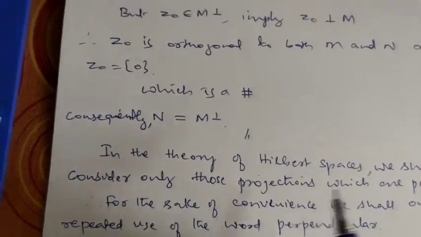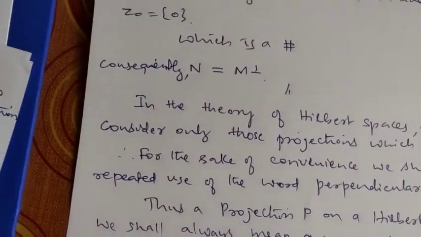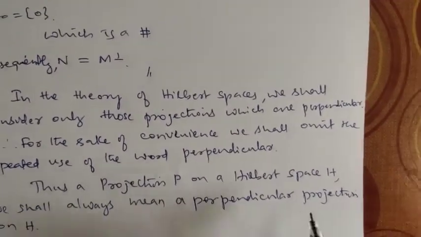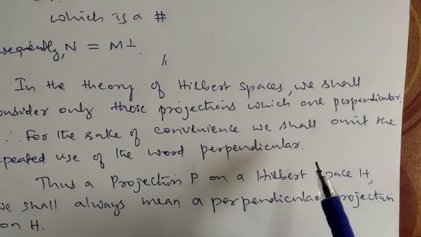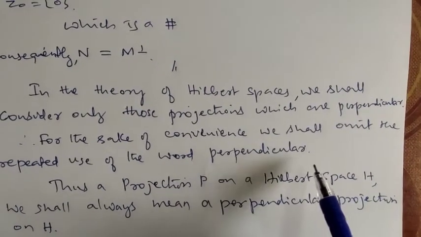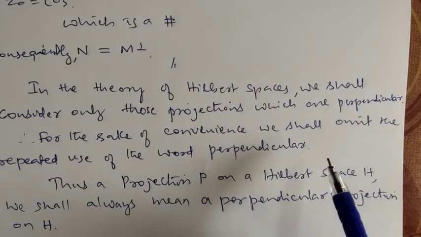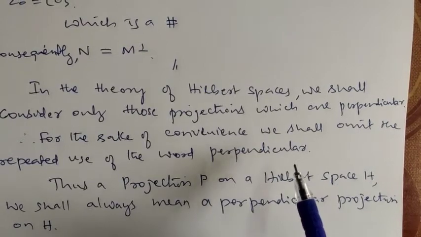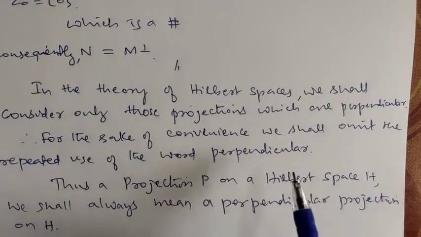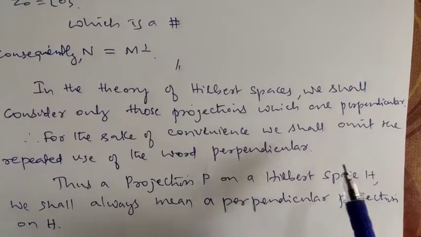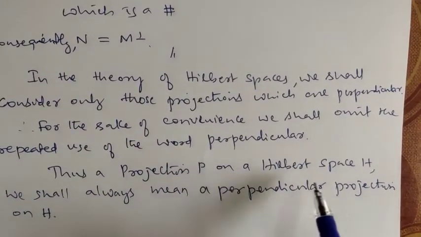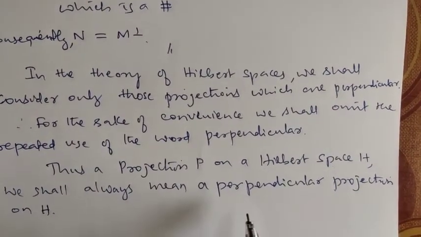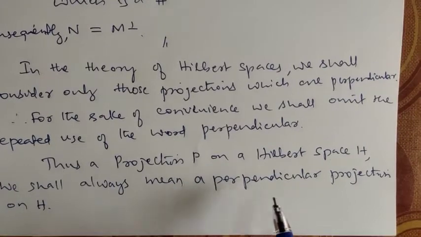Now look here. In the theory of Hilbert spaces, we shall always consider those projections which are only perpendicular, as I said. Therefore, for the sake of convenience, we can omit the repeated use of the word perpendicular. Whenever we have a projection on a Hilbert space, it means a perpendicular projection. Thus a projection P on a Hilbert space H we shall always mean a perpendicular projection. We will not use the word perpendicular every time.